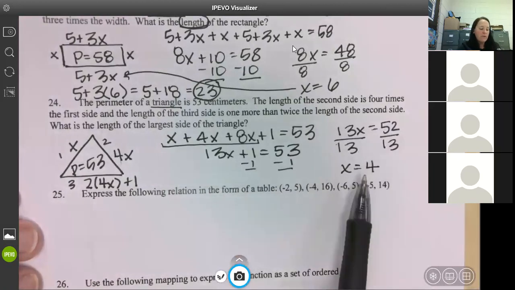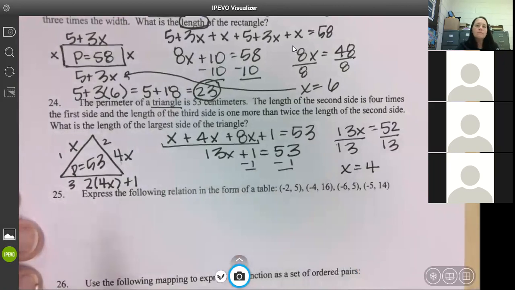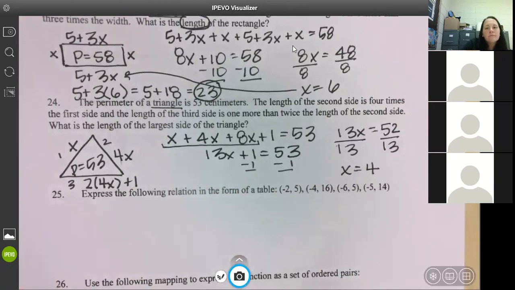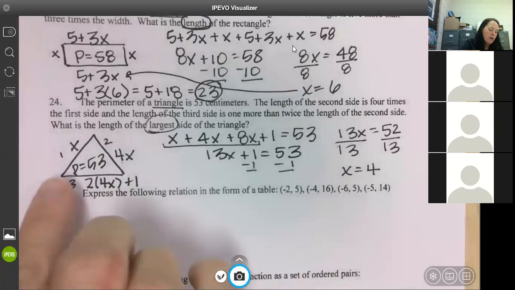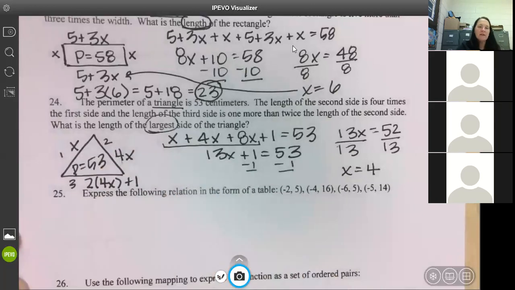Did it ask for the first side? Come on, guys. Did it ask for the first side? No. What did it ask for? The length of the largest side. Which one, 1, 2, or 3, do you think is going to be the largest? 3.